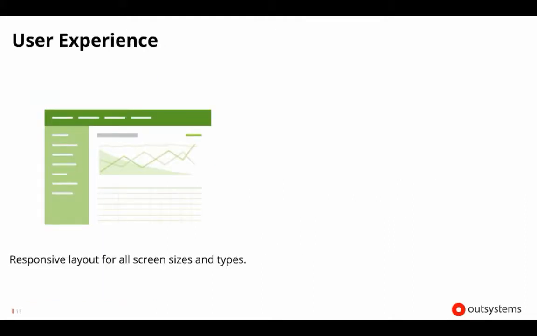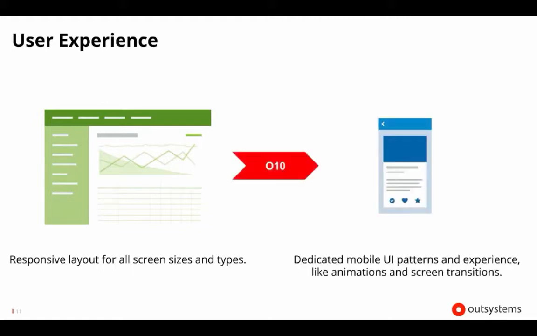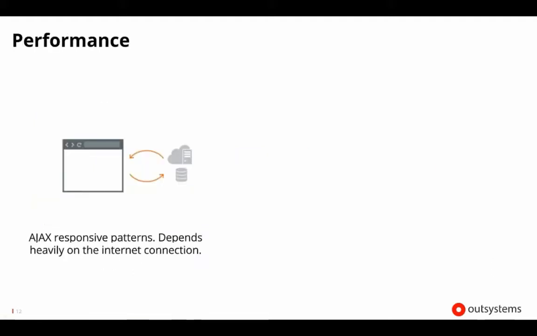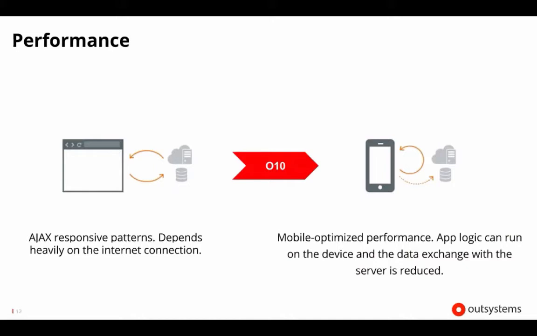For example, user experience. Before, we were making mobile screens using responsive layouts, just like we were doing web screens. In OutSystems 10, we have dedicated mobile UI patterns and a true mobile experience with animations and screen transitions out of the box. Before, our screen refresh was specifically triggered and involved retrieving data and UI from the server. In OutSystems 10, we have optimized this process for mobile, so the app logic and UI can run on the device, so we only need to call the server to get data.